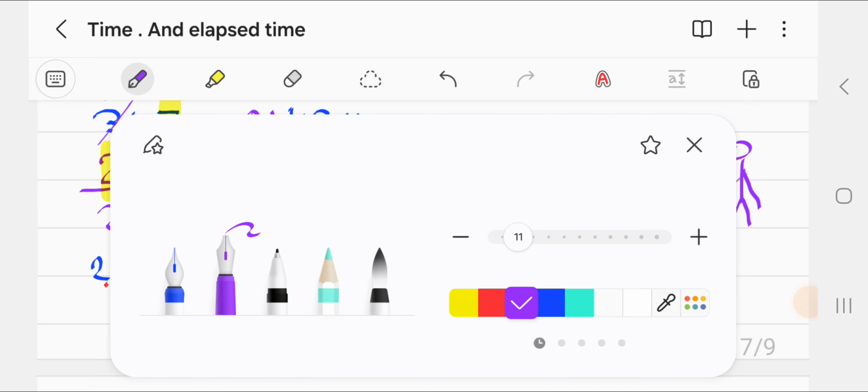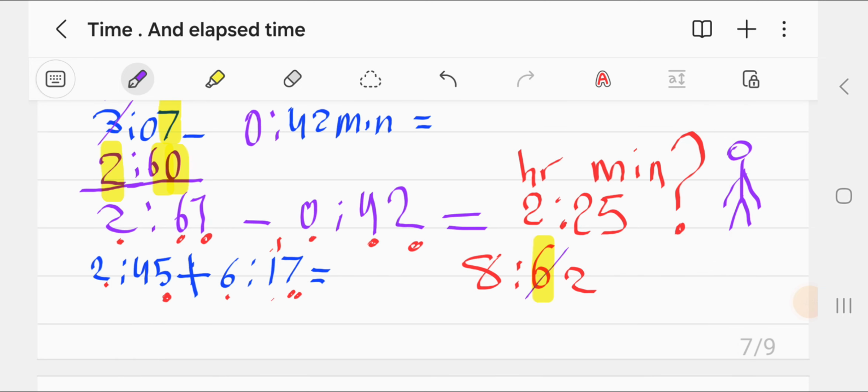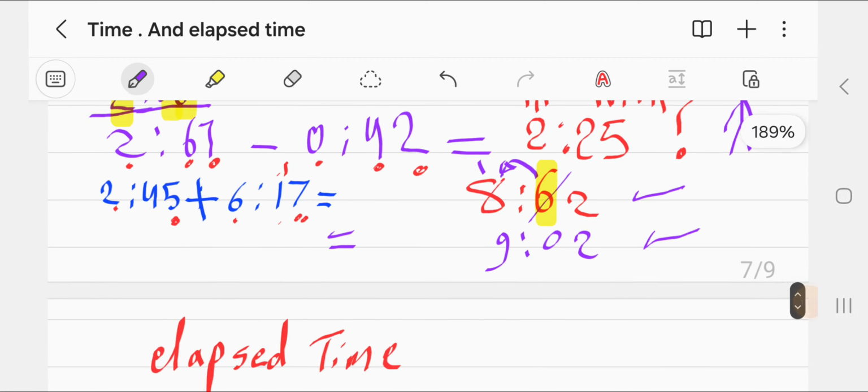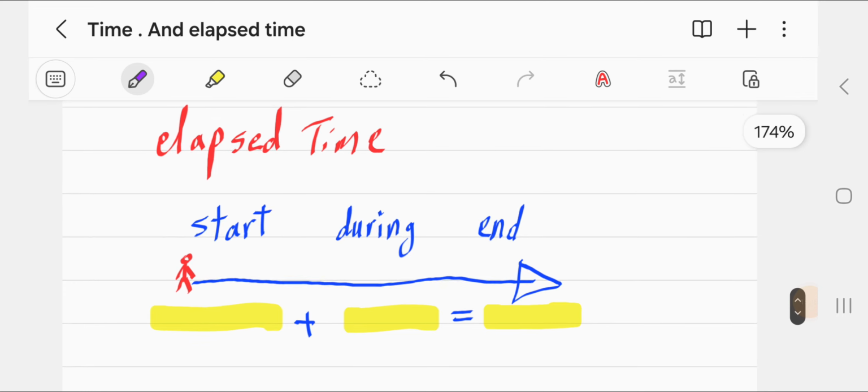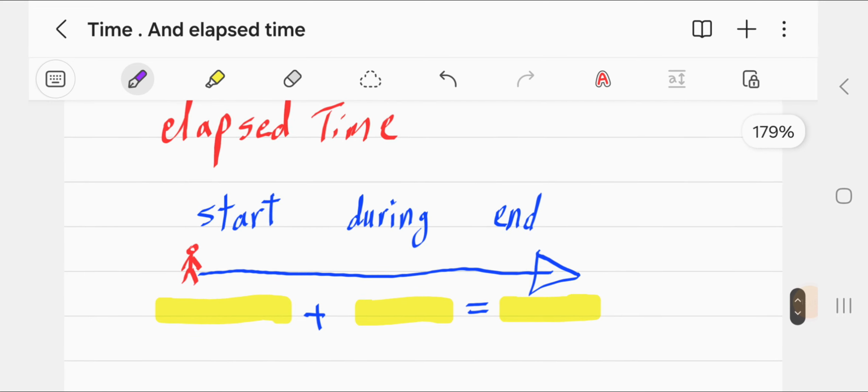Come to me, cancel 60 and write just 2 and jump it with this 60 here to become an extra 1 hour, to become 9 hours. So this is the correct answer and this is also a correct answer after simplifying. And this is the second idea in our session today, about subtraction. What about elapsed time? This is the third idea about our lesson today.